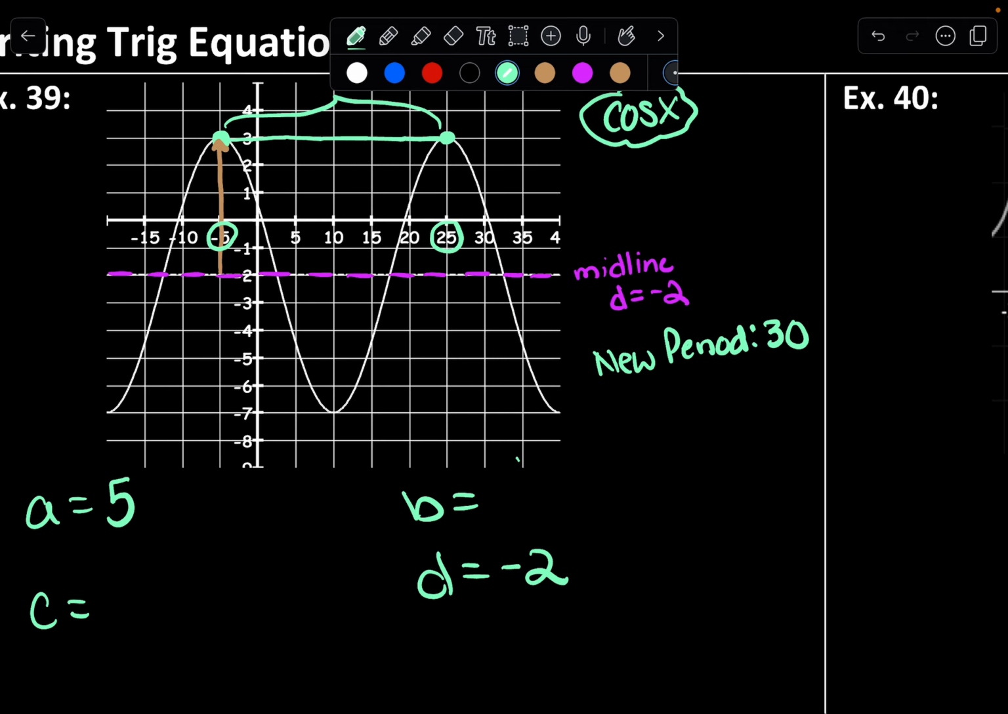So for our b value, we'll do old over new. The old period for any sinusoidal curve is going to be 2 pi, and then our new period for this transformed sinusoidal curve is 30, so we end up with pi over 15 as our b value.